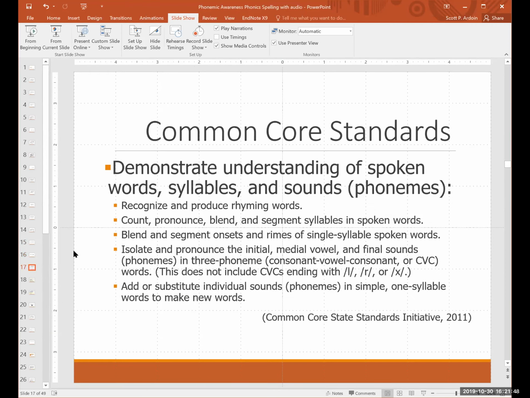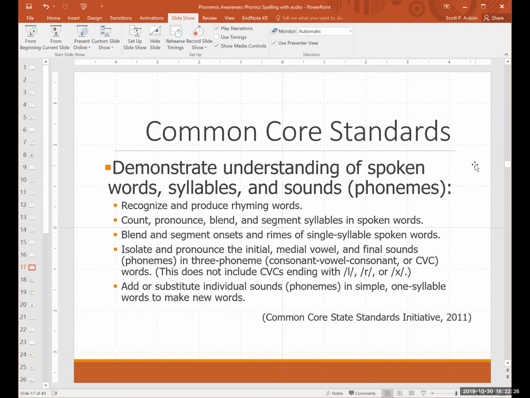So I'll show you some information. So here are just some common core standards that we see. Students demonstrate understanding of spoken words. And remember, this is spoken we have here, not written, but spoken words, syllables, and sounds. So recognize and produce rhyming words, count, pronounce, blend, and segment syllables in spoken words, blend and segment onset and rhymes of single syllable spoken words, isolate and pronounce the initial, medial vowel, and final sounds in three phoneme words. So with consonant, vowel, consonant words.